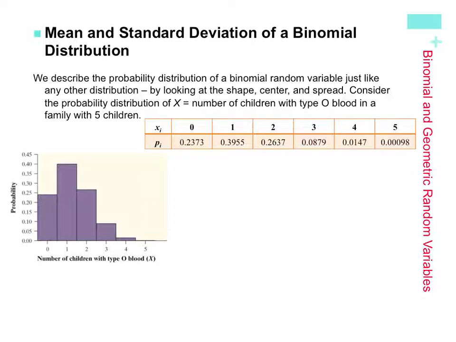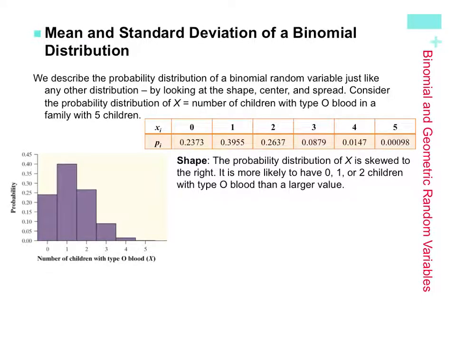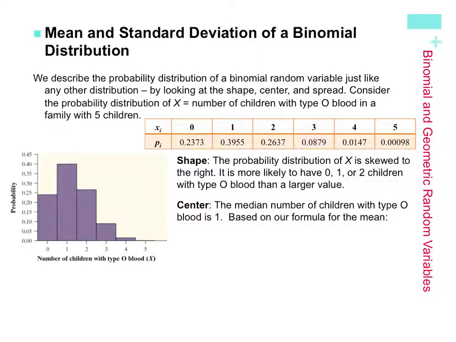Looking at the graph that we have here, we see that the probability distribution is skewed to the right. It's going to be more likely that 0, 1, or 2 children would have type O blood than 3, 4, or 5 children. Okay, the center, well, our median is at 1. If we use the formula for our mean, we would find that it would be 1.25. 0 times its probability is our expected value, adding them all together.